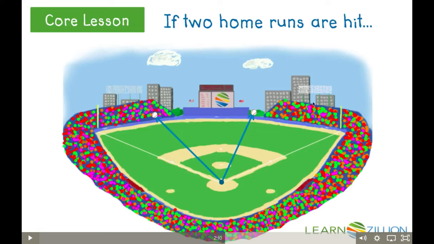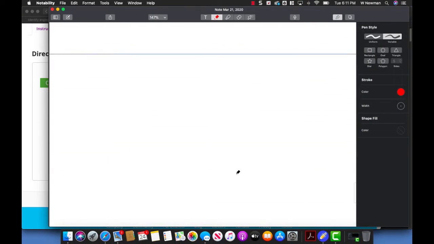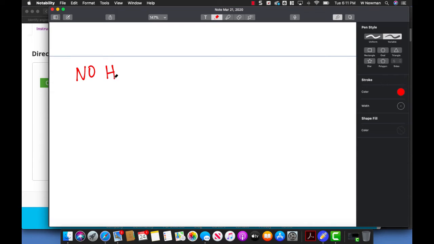So, seeing this picture right here, this is what your assignment is going to be. What you are going to do is draw a picture for me. And it can really be anything you want, except you cannot draw a house. So the first rule is no house, because I am going to draw a house, and you cannot copy Mr. Newman. So no house.